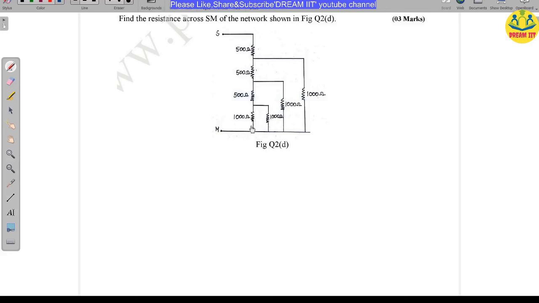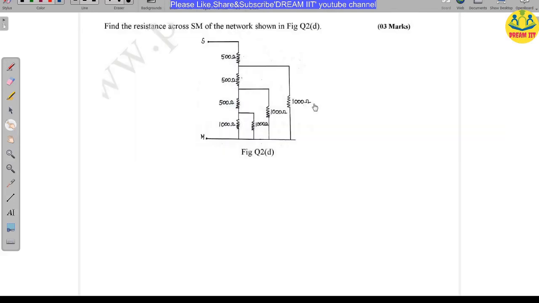See here, what is the question? Find the resistance across S and M of the network shown in the figure. This is the figure, and it is asking for the total resistance. If you rotate this, I will rotate and show, but it is not possible to rotate. So see the diagram in this view.